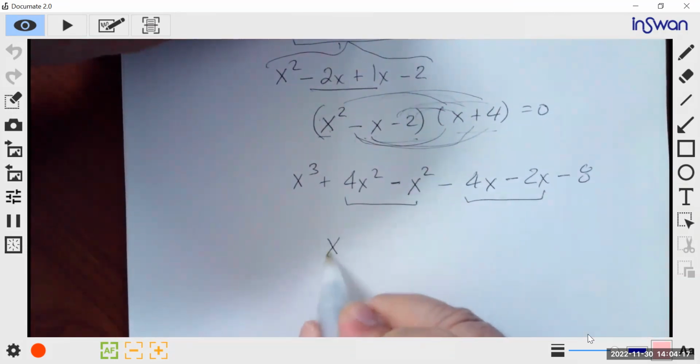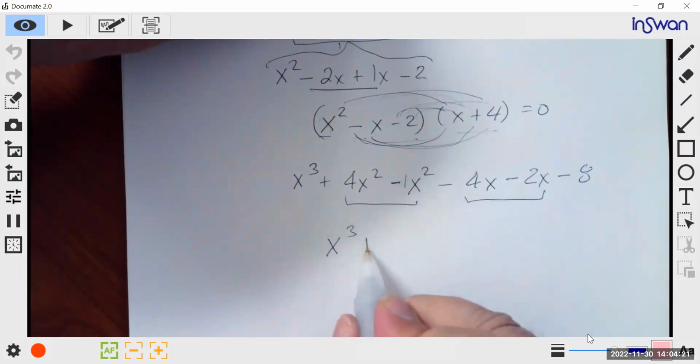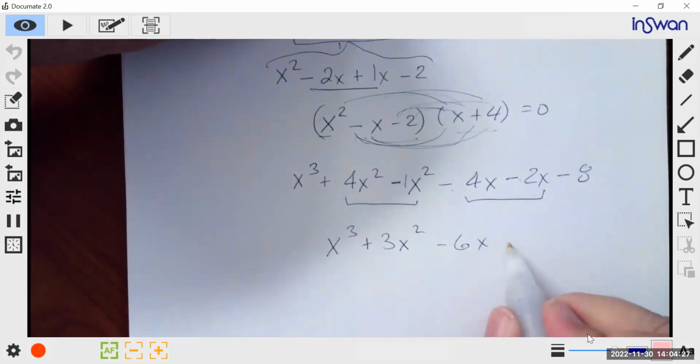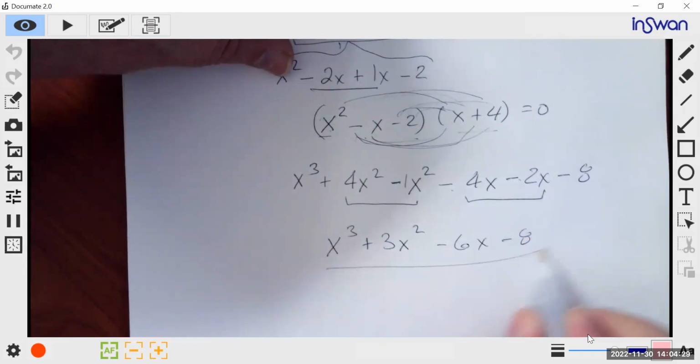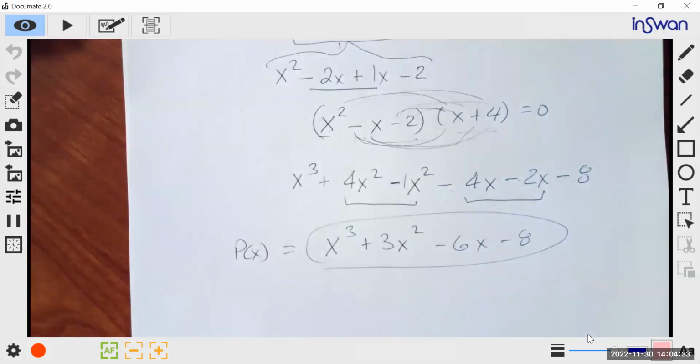Combine like terms. 4 minus 1 is a 3x squared. -4x, -2x is a -6x. And this is my polynomial that it came from.